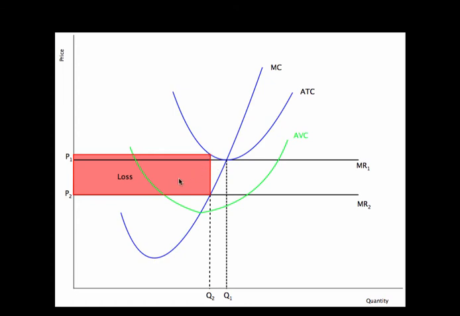Okay, so we have losses. What's going to happen? If firms have losses, they want to leave, just like if we had profits, they want to enter. If firms have losses, there's something better they can be doing. There's some alternative that has at least zero profit that they could be earning.